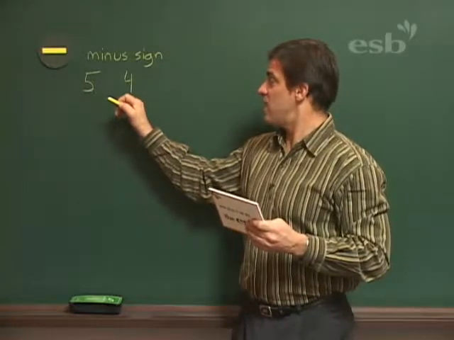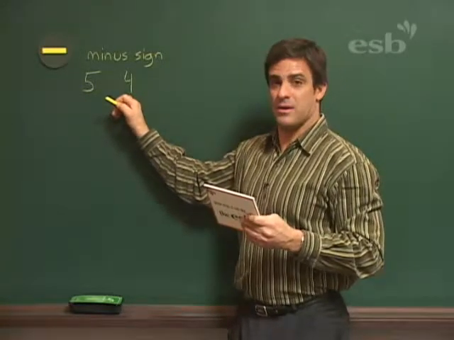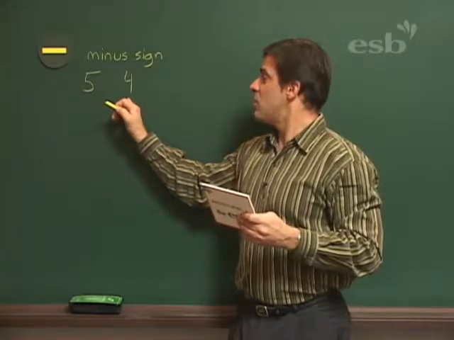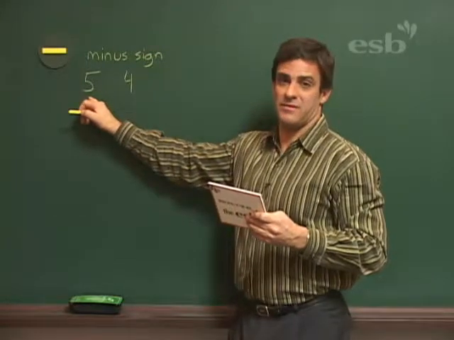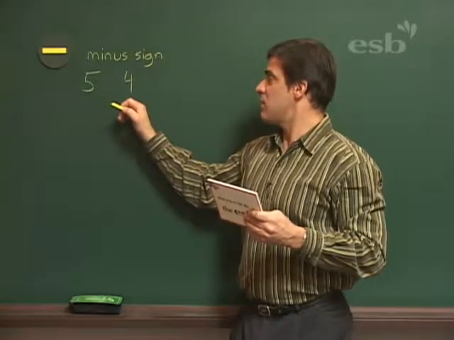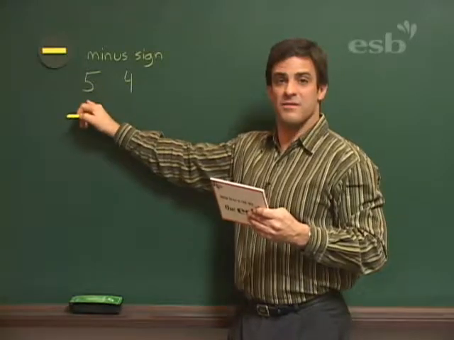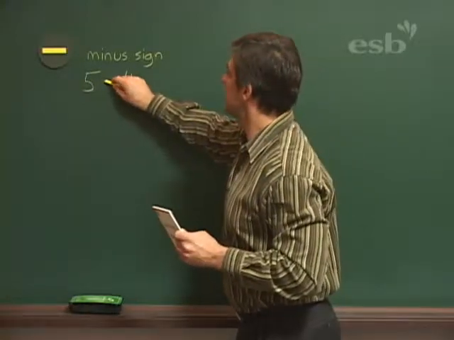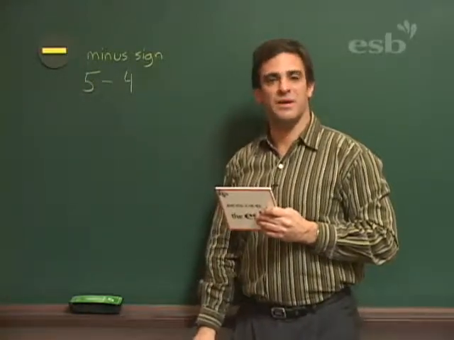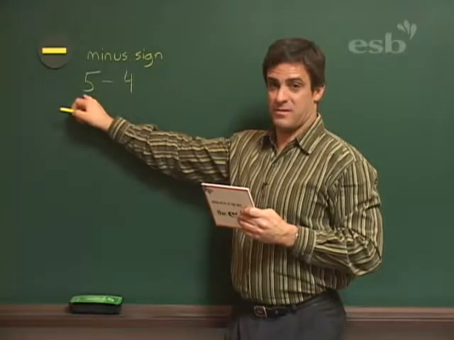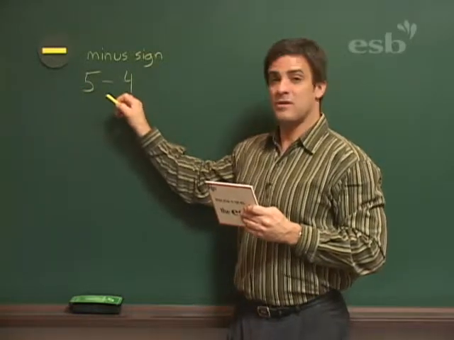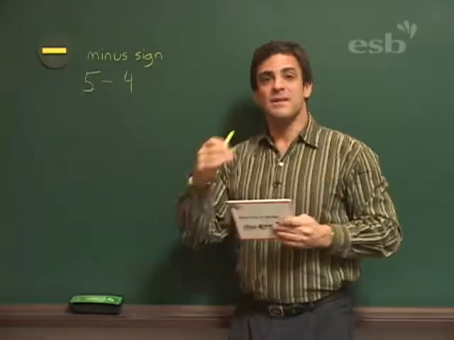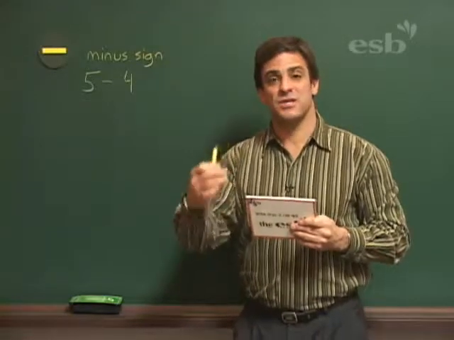Remember that you subtract a lower number from a higher number. 4 is less than 5. We subtract 4 from 5. So we use a minus sign. Minus. There we go. 5 minus 4. This is a subtraction problem.